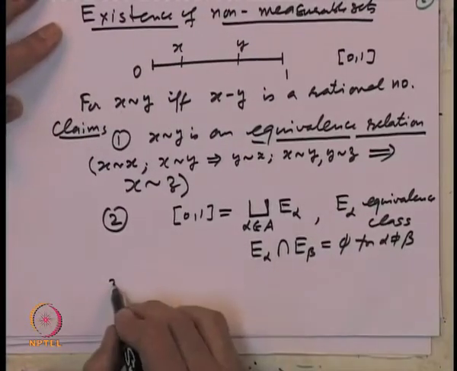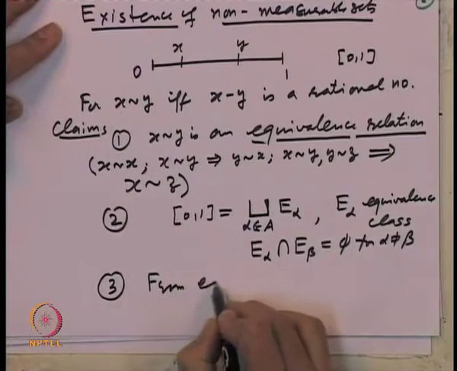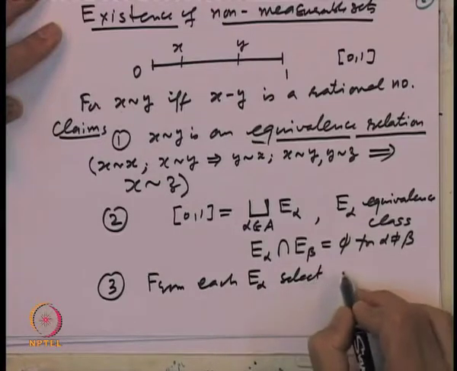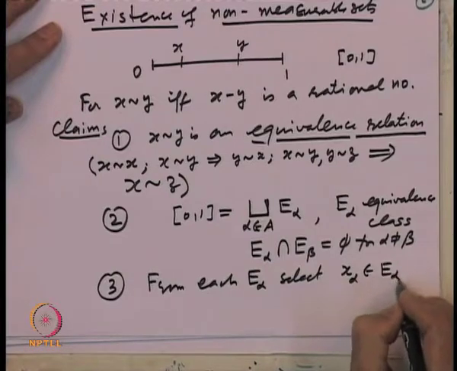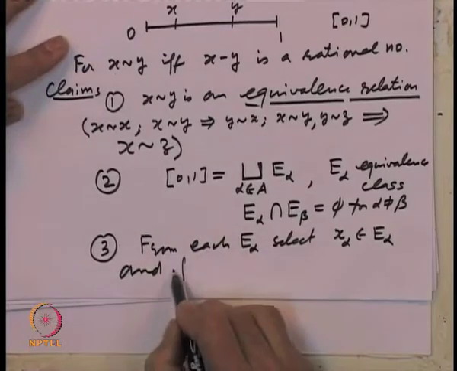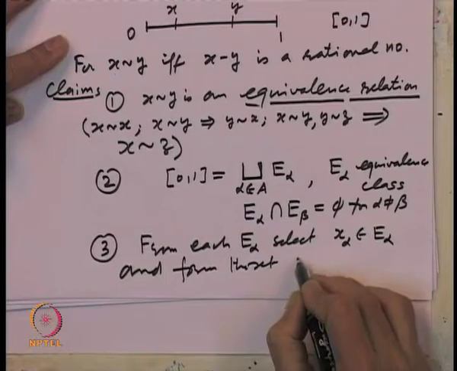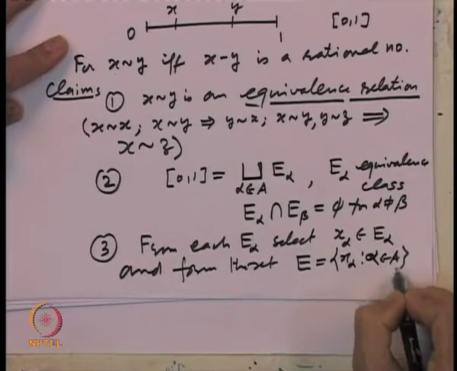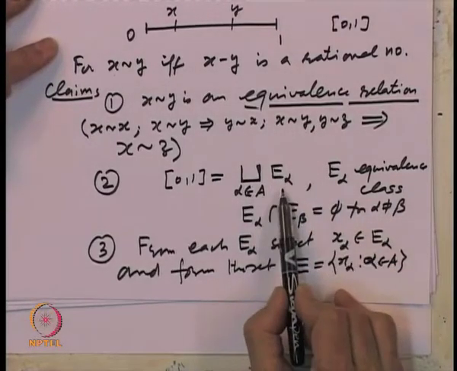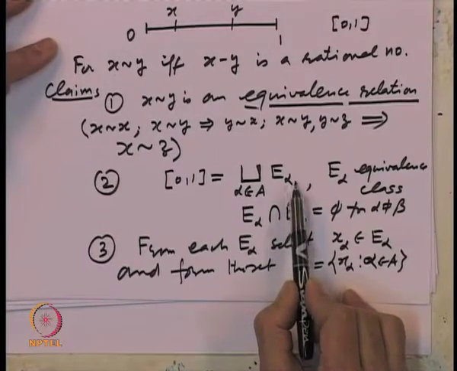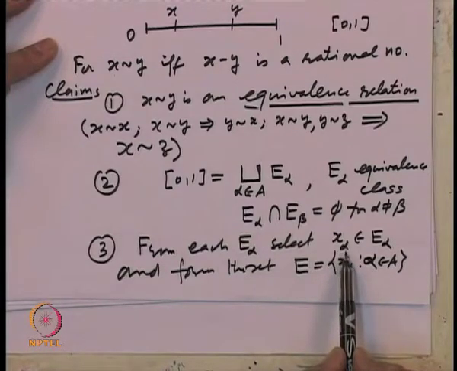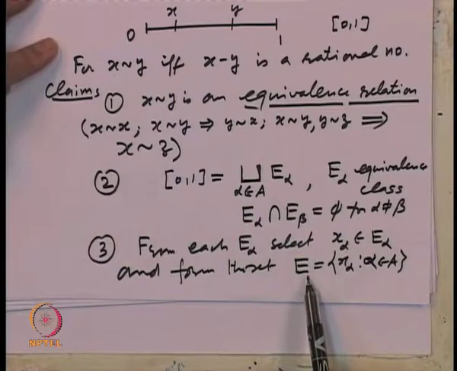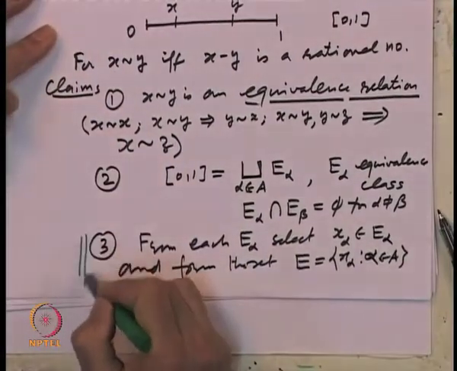And the third step is, from each E alpha select some element x alpha and form the set, let us call it E, which is x alpha, alpha belonging to the indexing set A. So, what we are saying is, using this equivalence relation, partition the interval 0 1 into equivalence classes, and from each equivalence class pick exactly one element x alpha, and put them together in a box, call that E, and the claim is that E is a set. And this is the place where we are using the axiom of choice.